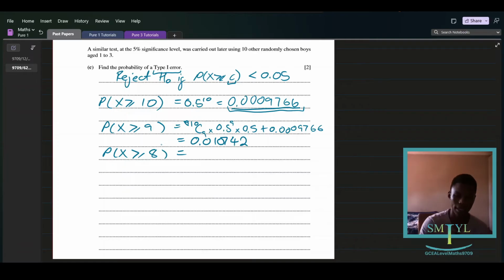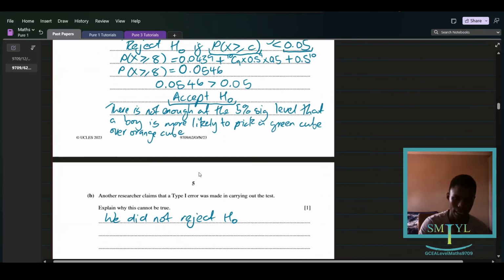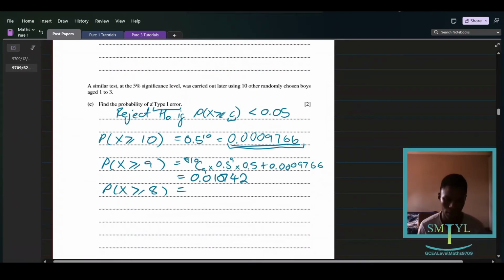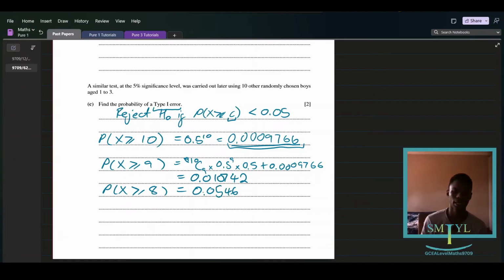Okay, then the probability that X is greater than or equal to 8. I'm sure we calculated this earlier on in our test, and that gave us 0.0546. So this would be 0.0546. Now you notice that this value is actually bigger than our significance level. So that means that when we now look at 8 as the critical value, we're already out of the rejection region. That means only 9 and 10 are actually in the rejection region. As a result, our rejection region is X is greater than or equal to 9.